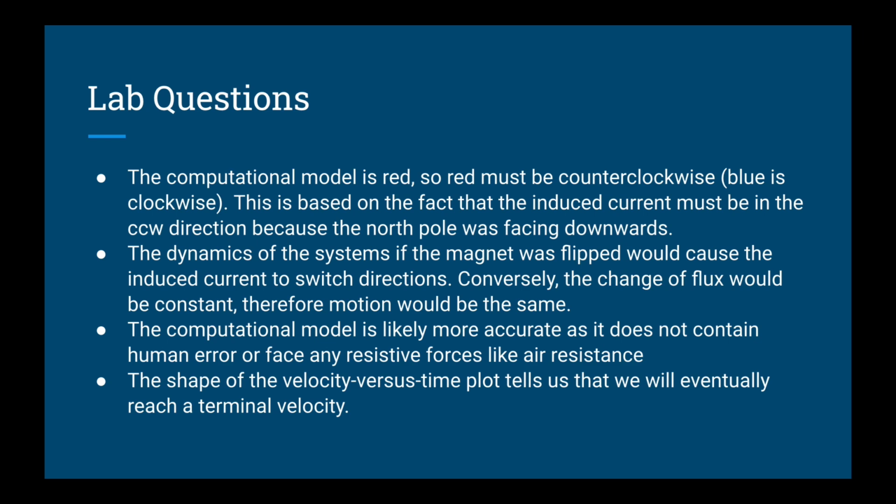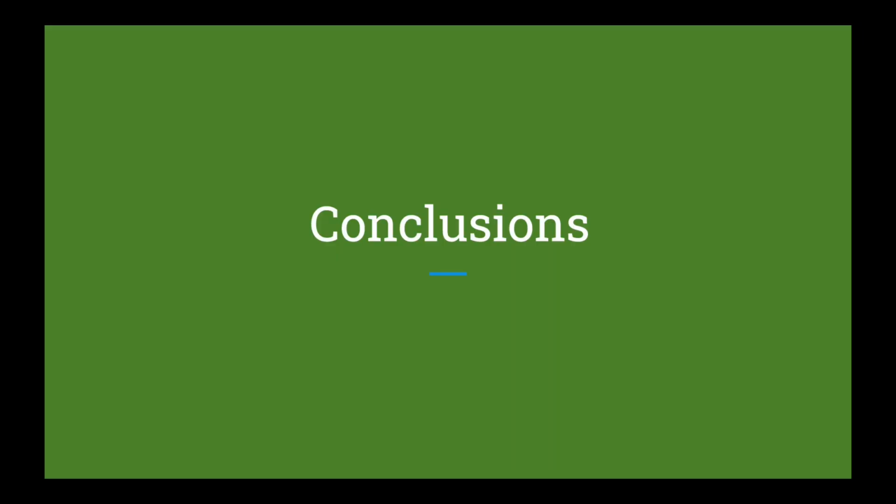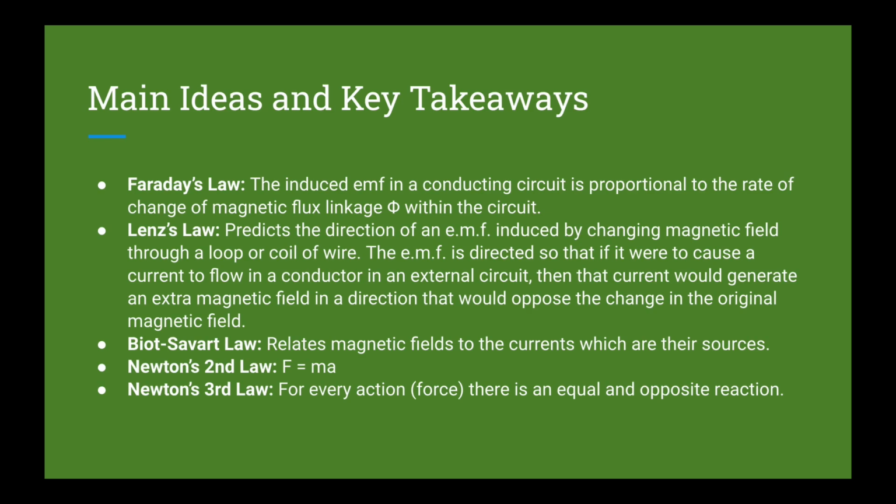The computational model is likely more accurate as it does not contain human error or face any resistive forces like air resistance. The shape of the velocity versus time plot tells us that we will eventually reach a terminal velocity. Conclusions. In this lab, we see the connection between Faraday's law, Lenz's law, the Biot-Savart law, as well as Newton's second and third law when predicting the motion of the magnet.